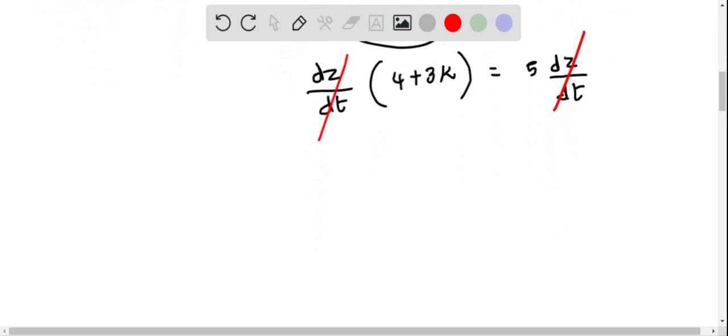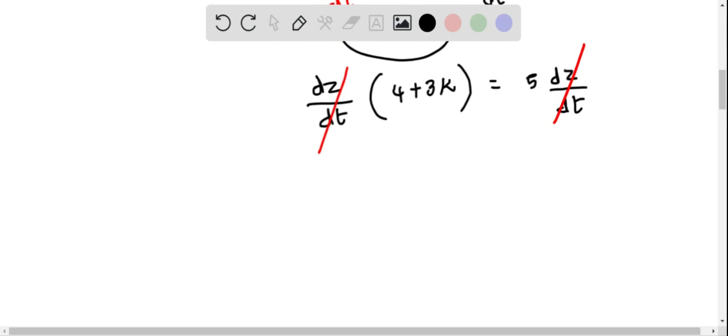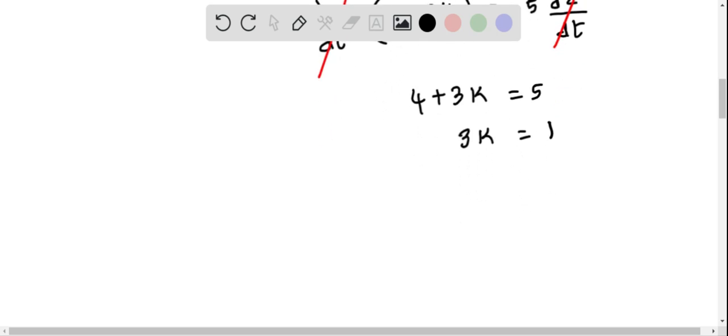So finally we end up with the equation 4 plus 3k equals 5. We subtract 4 from both sides, so we get 3k equal to 5 minus 4, which is 1. And we divide both sides by 3, so we get k equals 1 by 3. So this is the value of k.